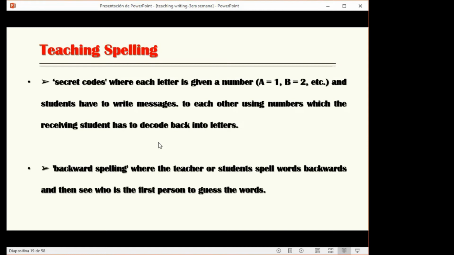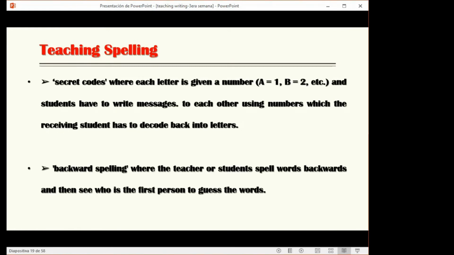Another one is backward spelling, where the teacher or students spell words backwards. The normal is forwards, for example, secretary, C-E-C-R-E-T-A-R-Y. This is the most common, forward spelling. But notice here, this is like a challenge. Backward spelling. You spell words backwards, and then see who is the first person to guess the words.